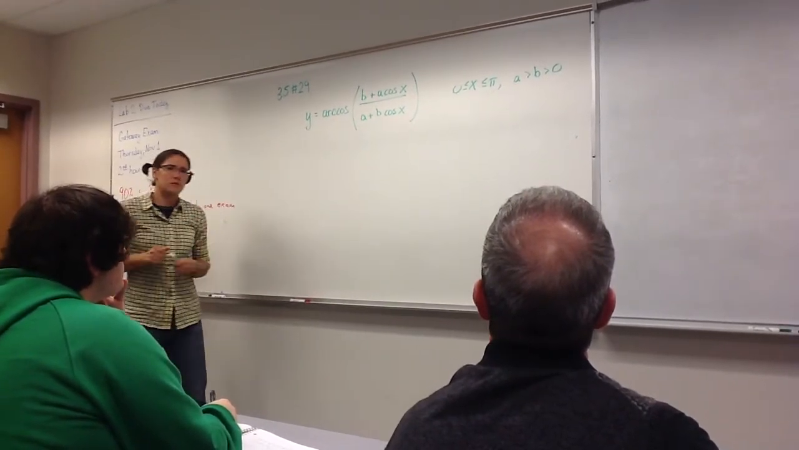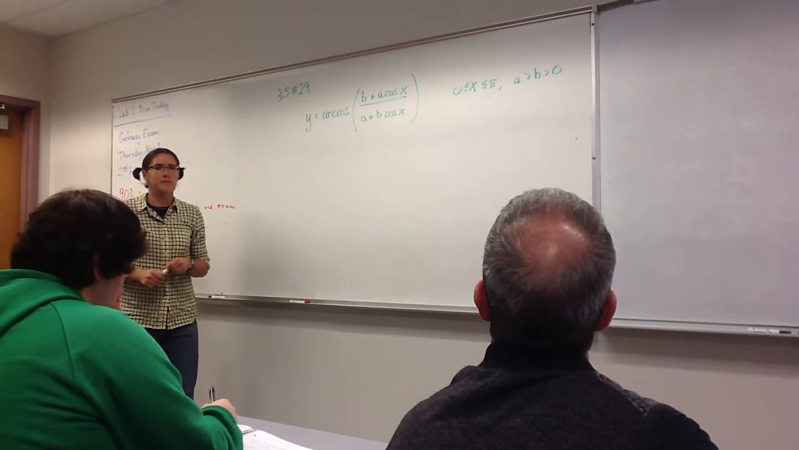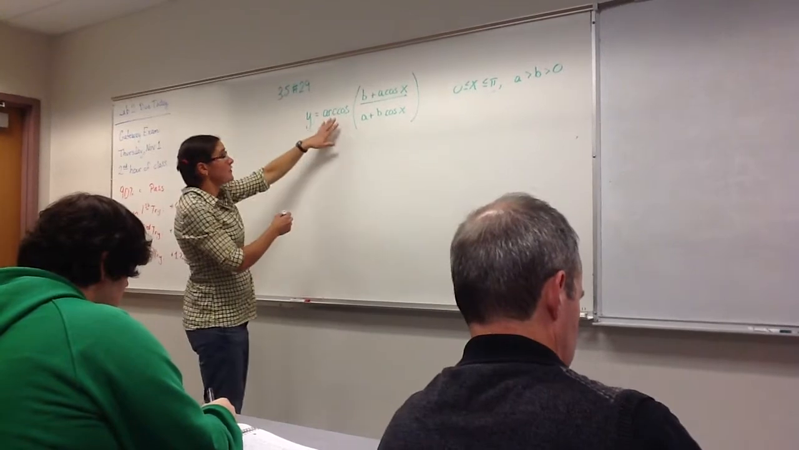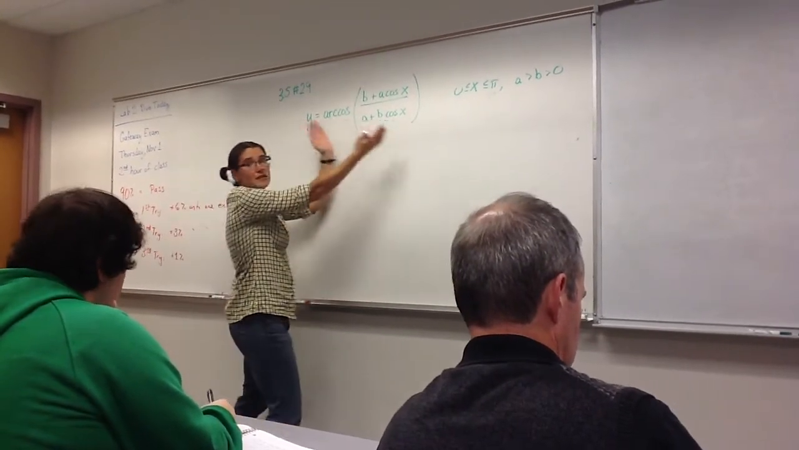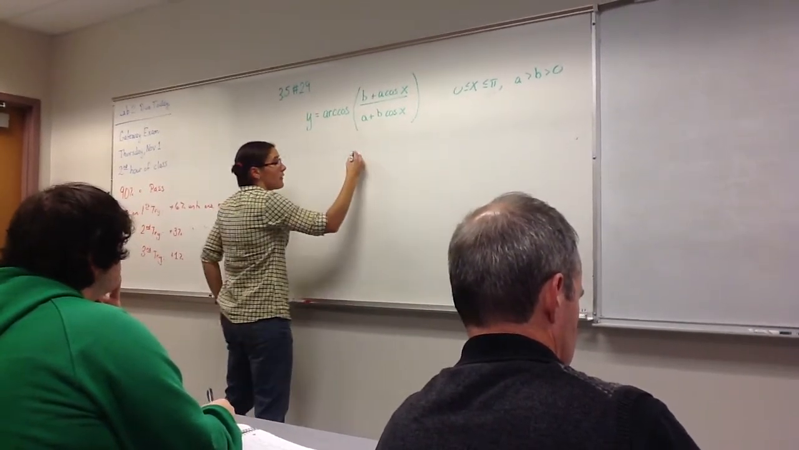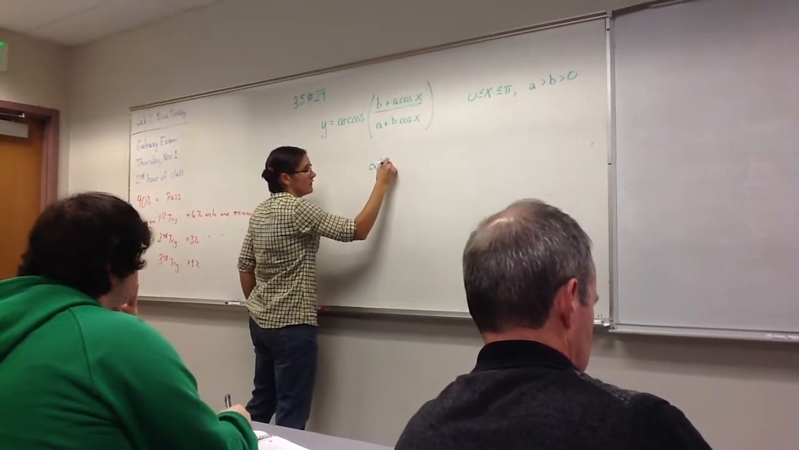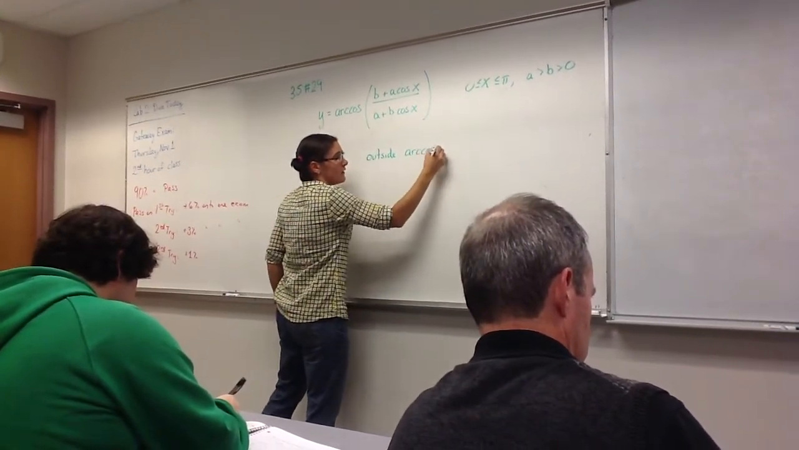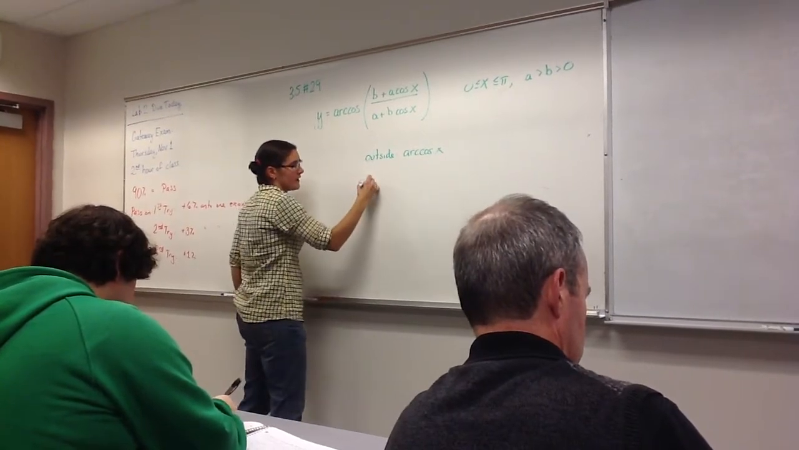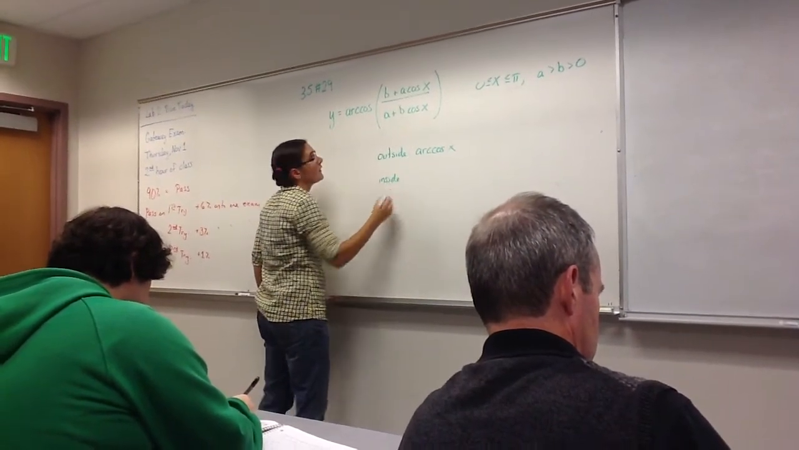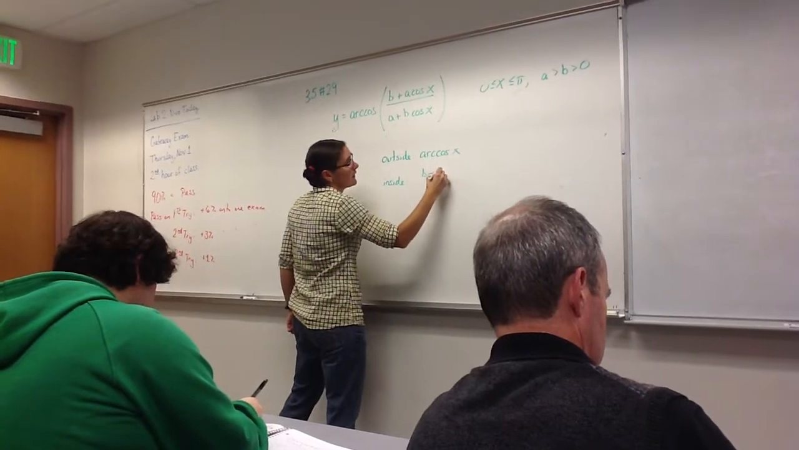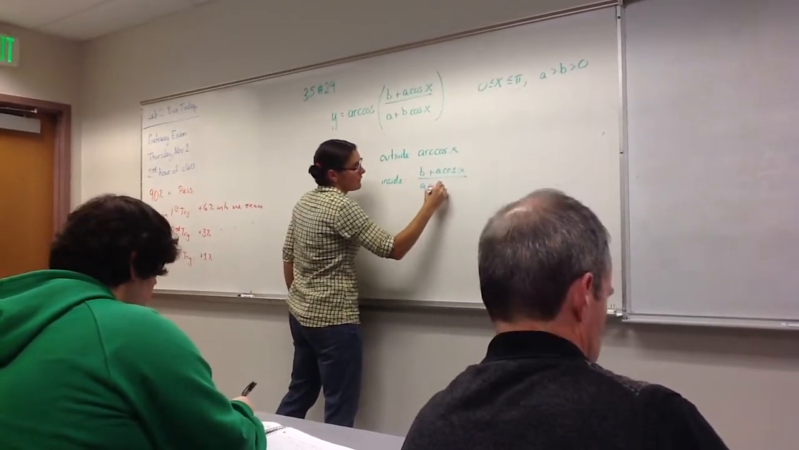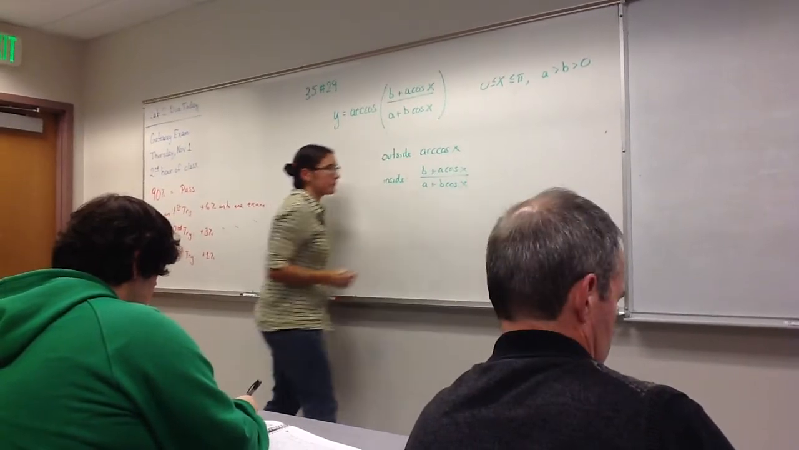All right, so Aaron, what are you thinking about when you wrote this down? I did the chain rule first. Okay, so this makes sense for the chain rule. We've got arc cosine of stuff, and so our outside function is arc cosine of x, and our inside function is b plus a cosine of x over a plus b cosine of x.